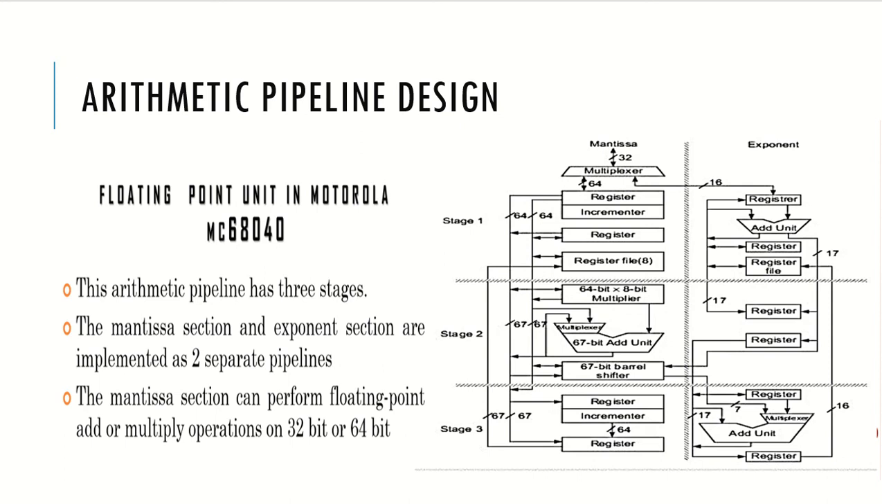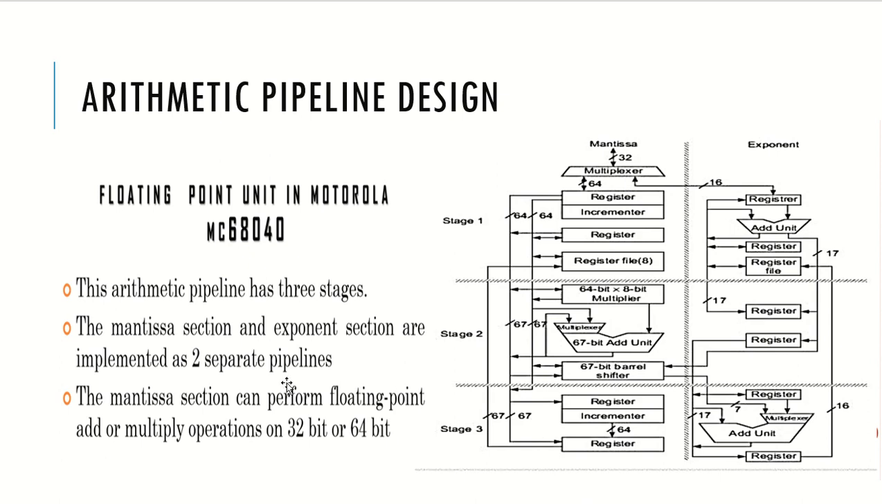Okay, 3 stages. In the case of the first stage, you have the mantissa section as well as the exponent section. They both are implemented as 2 separate pipelines. This pipeline is employed for the mantissa section. This pipeline is employed for the exponent section. Both of them have 3 stages. This pipeline is for the mantissa section. It has 3 stages. This pipeline is for the exponent section. It also has 3 stages.